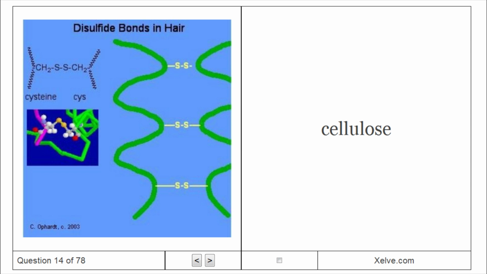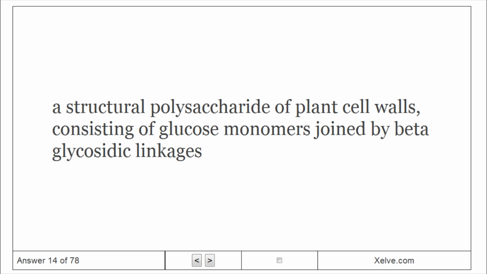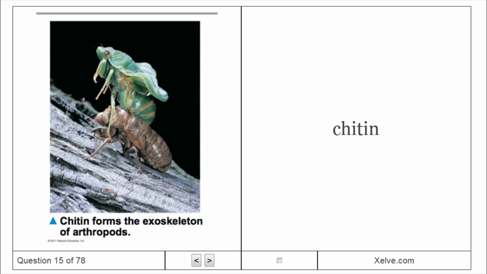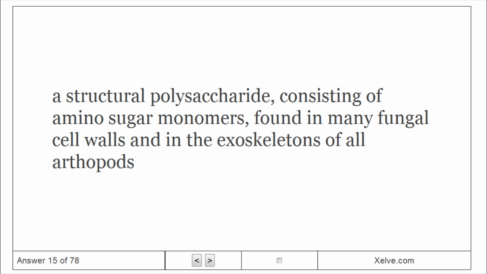Cellulose. A structural polysaccharide of plant cell walls, consisting of glucose monomers joined by beta glycosidic linkages. Chitin. A structural polysaccharide, consisting of amino sugar monomers, found in many fungal cell walls and in the exoskeletons of all arthropods.